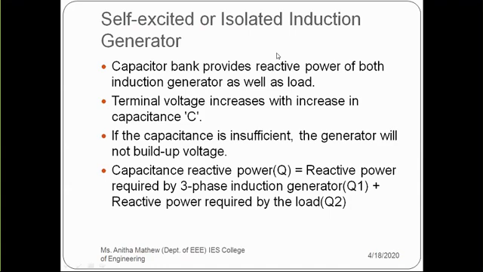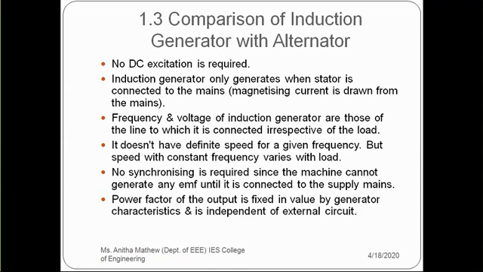We will move to the comparison. In this comparison, we are comparing with the alternator. In alternator, DC excitation is required, but here DC excitation is not at all required. We are providing AC supply. Second point: induction generator only generates when the stator is connected to the mains. That we have already understood. A three-phase supply should be connected to the stator in order to generate power.